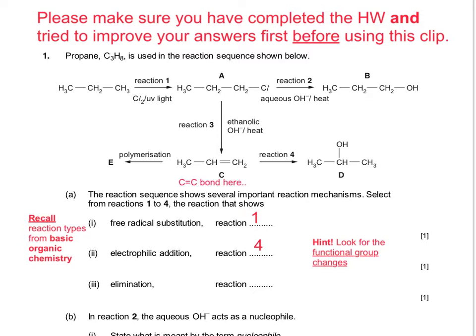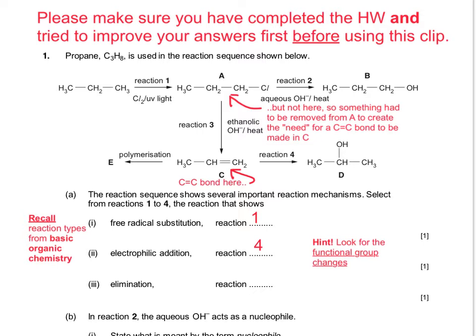There's a carbon-carbon double bond here, so hopefully by highlighting those two bits of the reaction scheme you can see that the carbon-carbon double bond created in C must have meant that something was removed or eliminated from A to create the need for a carbon-carbon double bond to be made in the first place. So that must mean that reaction 3 is our elimination. So if you move the page down so we can see the remainder of the questions.